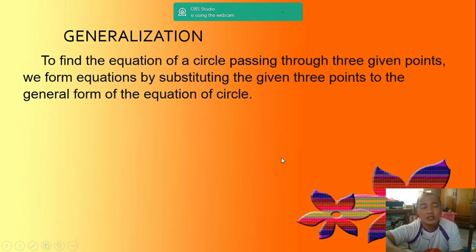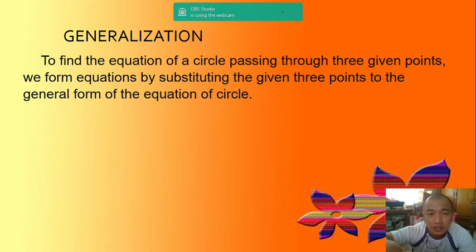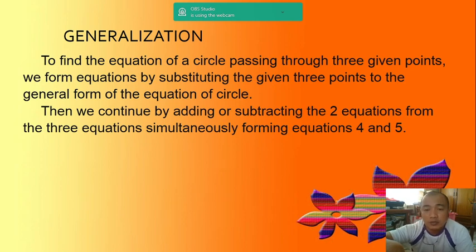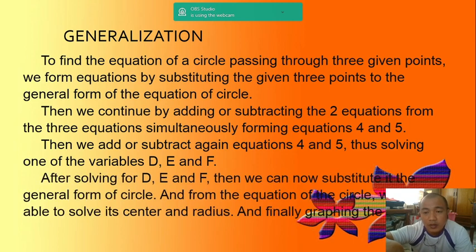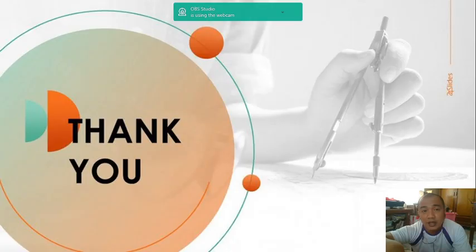And to generalize, to find the equation of a circle passing through 3 given points, we form equations by substituting the 3 given points to the general form of the equation of circle. Then we continue by adding or subtracting the equations, forming equations 4 and 5. Then we add or subtract again equations 4 and 5, thus solving one of the variables d, e, and f. After solving for d, e, and f, we can substitute them to the general form of the circle. From the equation of the circle, we can solve its center and radius, and finally, graph the circle. That ends our lesson on circles satisfying 3 conditions.